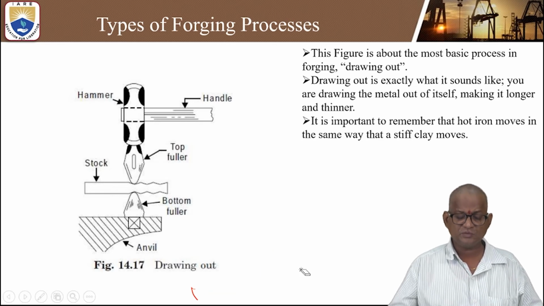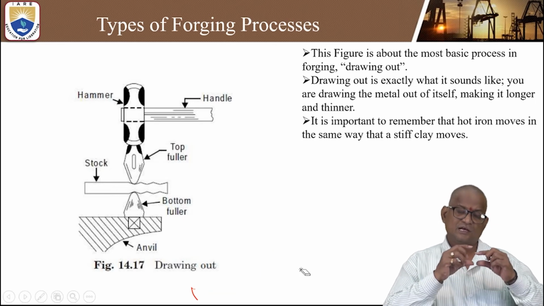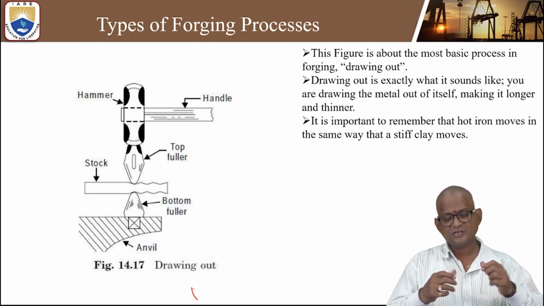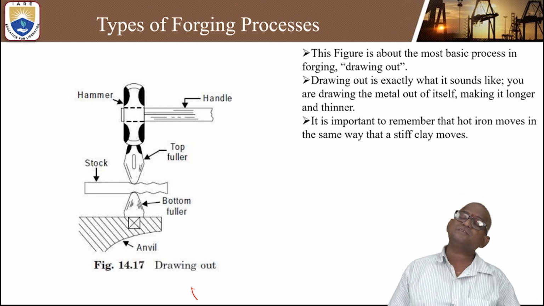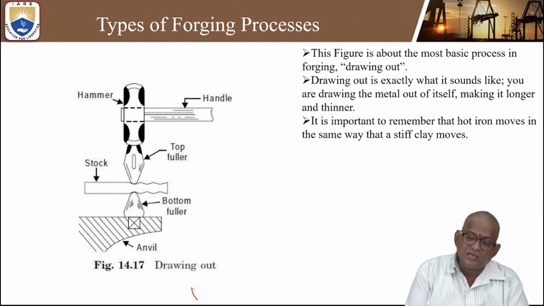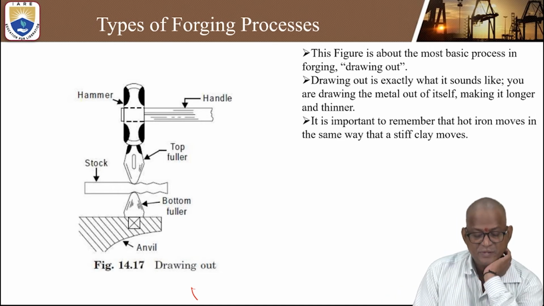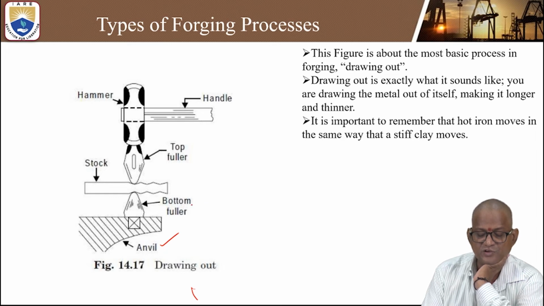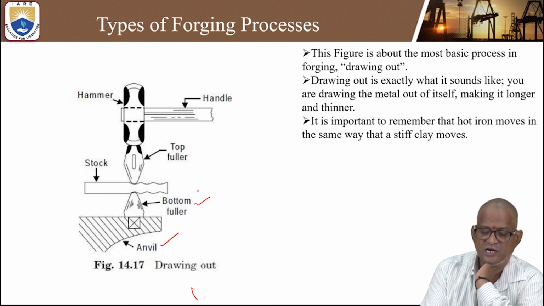So drawing out, the main purpose is a transformation: diameter can be reduced, length can be increased. Diameter is reduced, length can be increased. So in this drawing out process, you can clearly understand that there will be an anvil, and above the anvil you can keep the bottom fuller. This is a bottom fuller and top fuller.